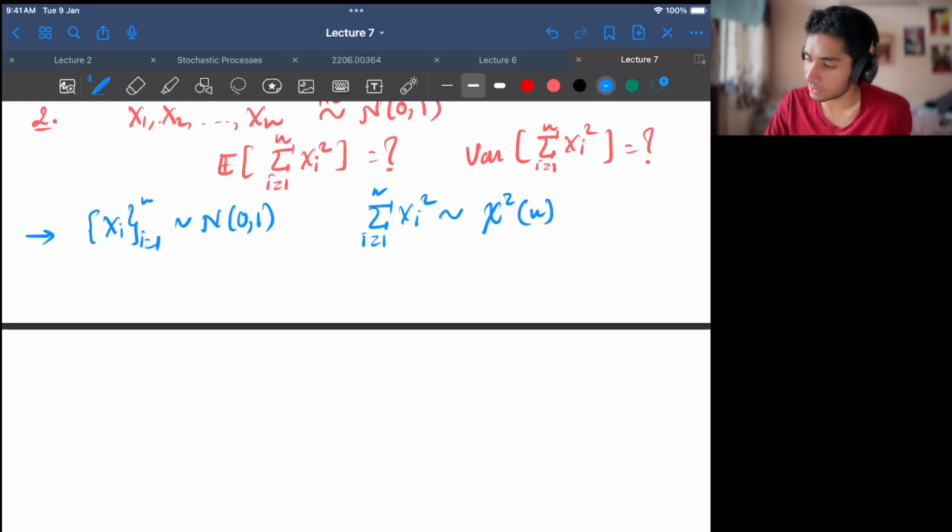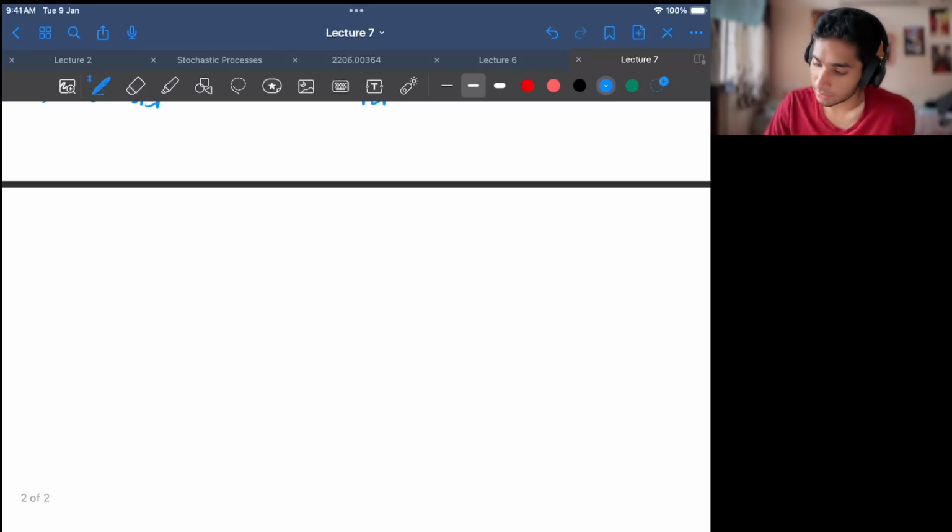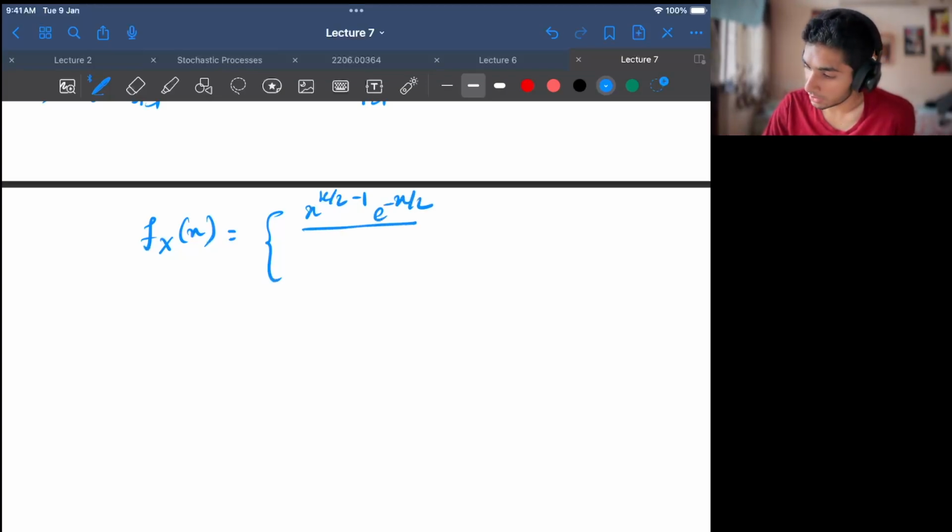So what is a chi-square distribution? It's a weird expression. I am also writing by looking at the Wikipedia page. It has this form, with k degrees of freedom: x raised to k by 2 minus 1, e raised to minus x by 2, divided by 2 raised to k by 2 times gamma of k by 2, if x is greater than 0, and 0 otherwise.